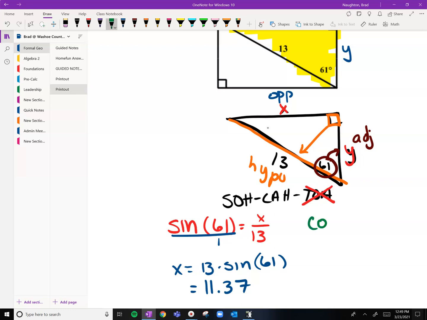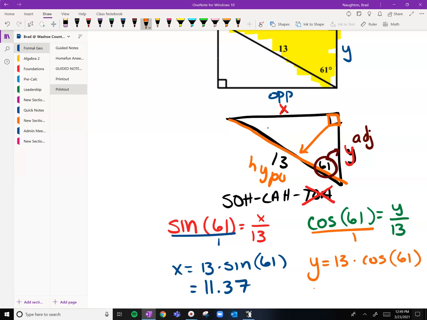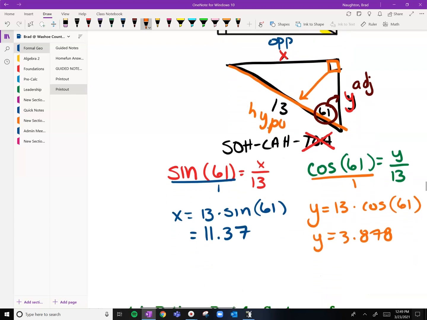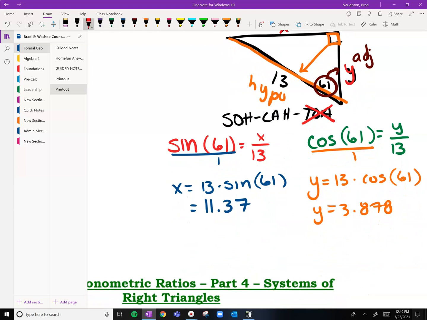Alrighty, then we have our cosine of 61 is going to be y over 13. We'll put this over 1, cross multiply. We're going to get y is equal to 13 times the cosine of 61. So y is going to be 3.878. So let's go ahead and write these realistic dimensions of length times width. So our length will be 11.37 by our width, which is 3.9.